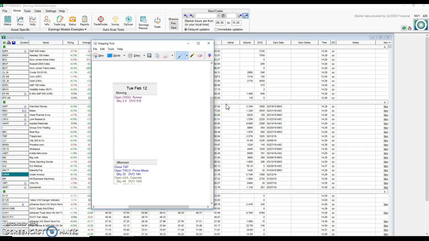Please take a look at the earnings module in Option View. It presents a ton of great opportunities throughout earnings seasons.